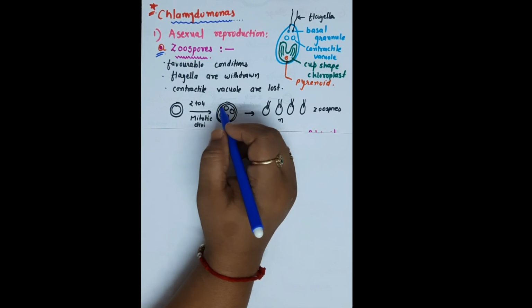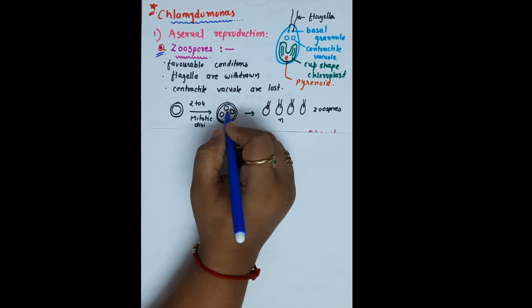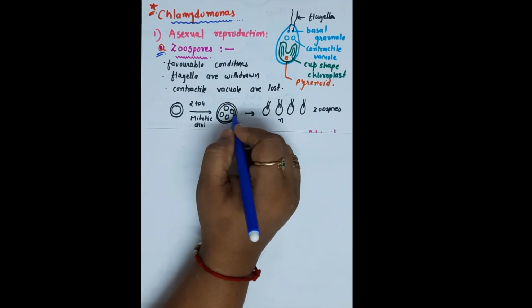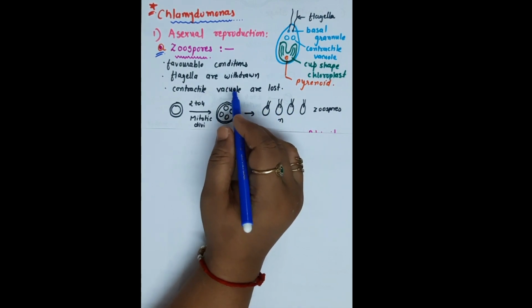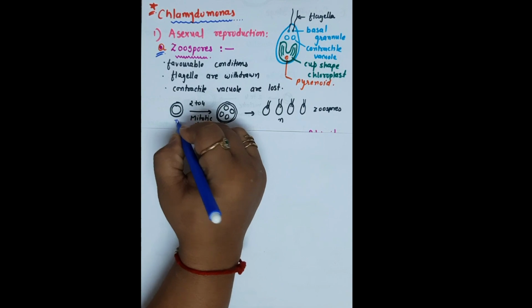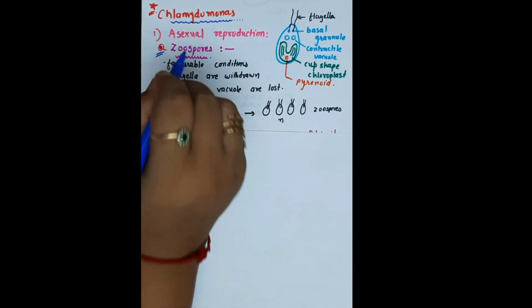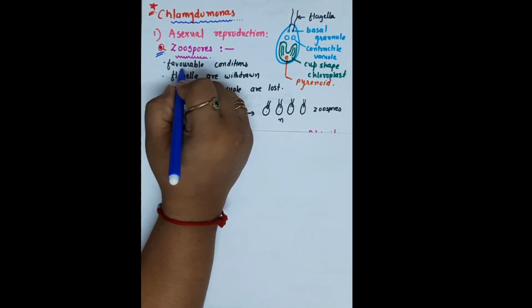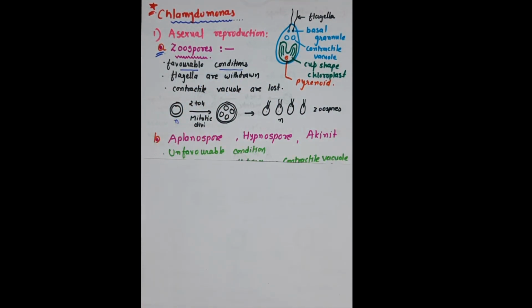Then it divides 2 to 4 times, and this division will be mitotic division. So it divides 2 times and forms these spores, and when the conditions are favorable, the main cell body ruptures and releases zoospores. Right? As it is asexual reproduction, only one parent is involved, so all zoospores are haploid. But remember, zoospores are formed under favorable conditions.